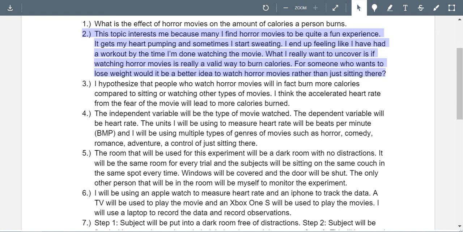You said, "This topic interests me because I find horror movies to be," you might want to rephrase that there. You said, "I find horror movies to be quite a fun experience. It gets my heart pumping and sometimes I start sweating. I end up feeling like I have had a workout by the time I'm done watching the movie."